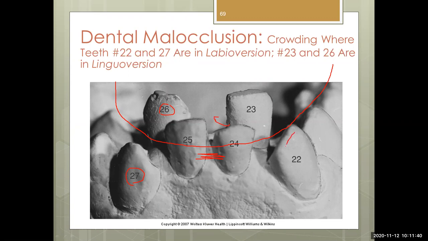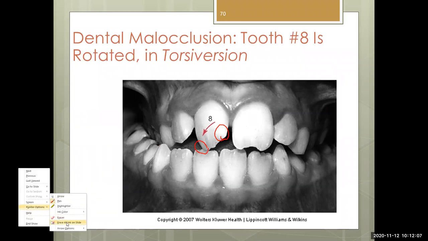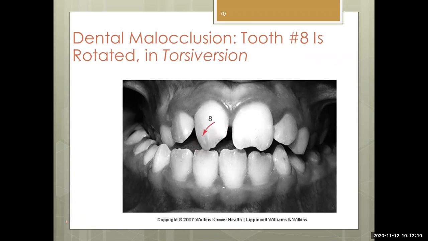So this 22 looks like it could be facially torsoverted. Torsoversion, we're always looking at the mesial. So this would be a mesial facial torsoversion. It could also be a distal lingual torsoversion, but that just confuses things. So we're always looking at the mesial. Tooth number 8 is rotated in torsoversion. They say torsi, I say torso. And then look at the cross bite here. Complete cross bite.